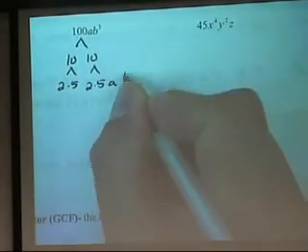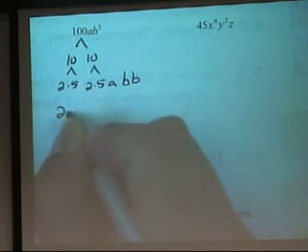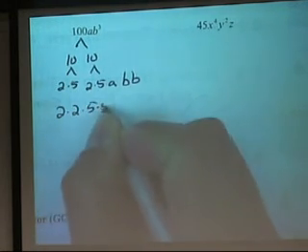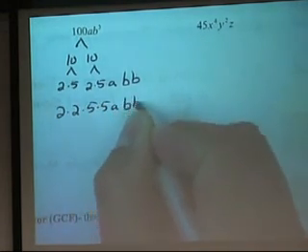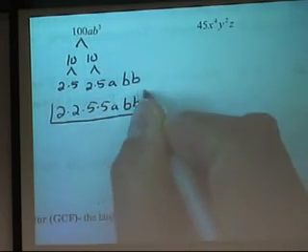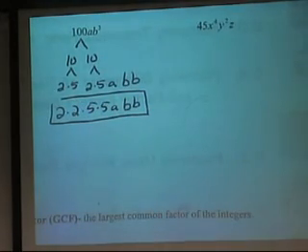And then how many A's are there? 1. How many B's? 3. Perfect. 2 times 2 times 5 times 5 times A times B times B. Again, what is factoring? Breaking it down to things that are being multiplied by each other. Okay? Let's check out 45.